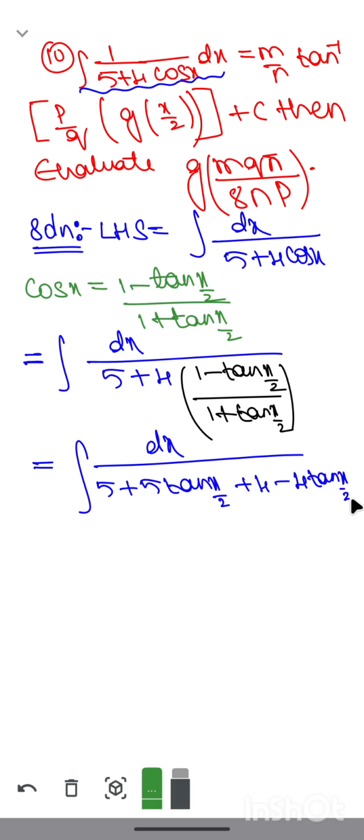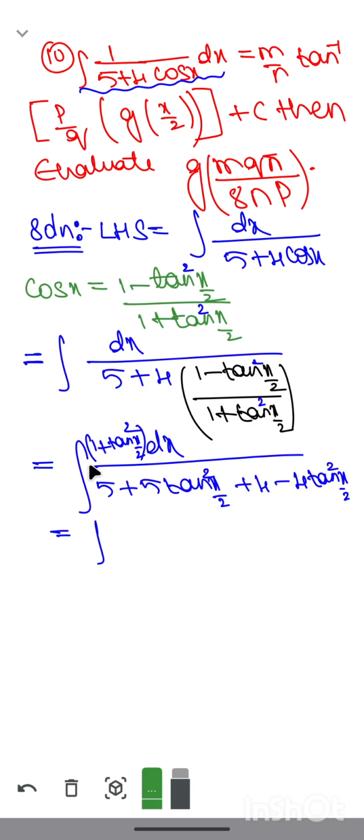What is the value of LCM? The value of LCM is 1 plus tan square x by 2. The denominator of the denominator can be written in the numerator. Accordingly, I am writing that in the numerator, that is 1 plus tan square x by 2. Now further what you can do, let us see. Integration of 1 plus tan square x by 2, whole divided by 5 plus 5 tan square x by 2 plus 4 times 1 minus tan square x by 2 whole divided by 1 plus tan square x by 2. Yeah, formula. Accordingly, here we'll get square.